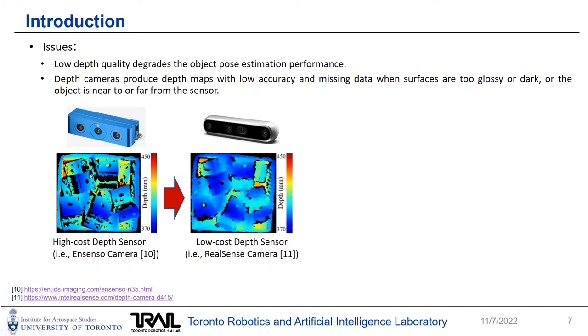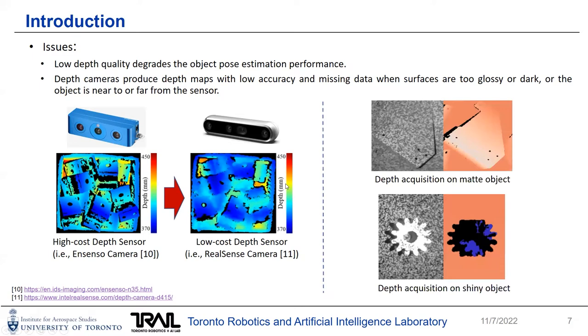Like in this case, when we have high quality depth from a high cost sensor, we can see a lot of geometric features for the objects. But when we use a low cost sensor, we can see that the depth quality drops a lot, and the geometric features are very unclear. Another problem is shiny object surfaces, which is a big problem especially in the industrial domain, for robot bin picking. For objects that have matte or close to Lambertian surfaces, depth cameras like active stereo or TOF sensors can generate very reliable depth.